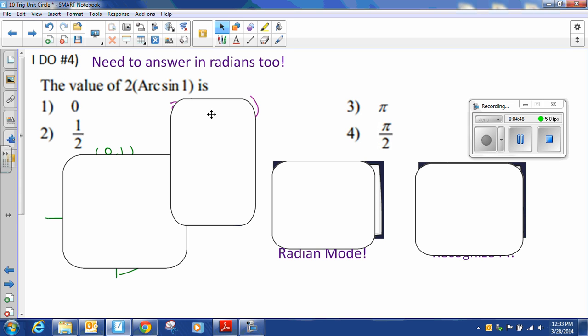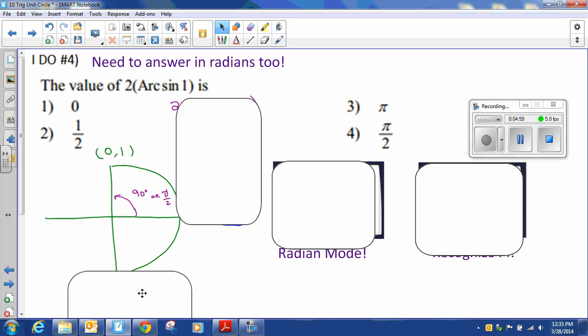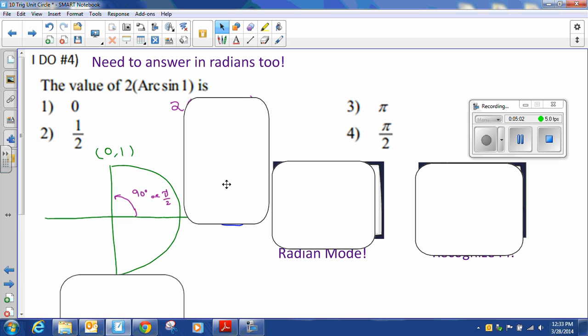Number 4. Sometimes the answer choices will be in radians, so you have to switch. If you choose to use your calculator, you have to switch to radian mode. Here we're looking for arc sine of 1, so let's draw our unit circle and find the angle that gives me a sine of 1, which is 90 degrees, or in radians, pi over 2 radians.